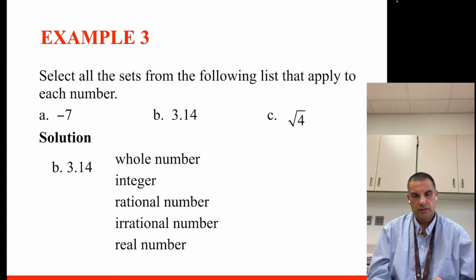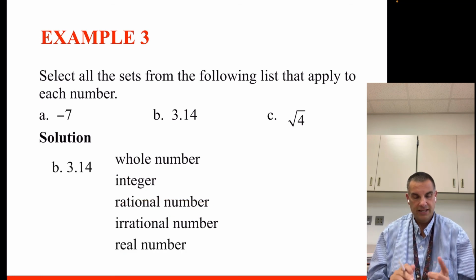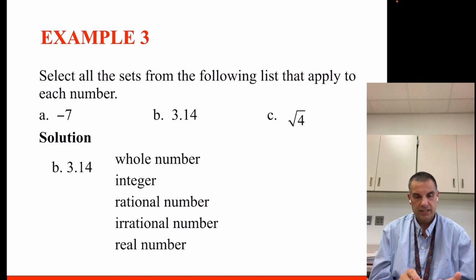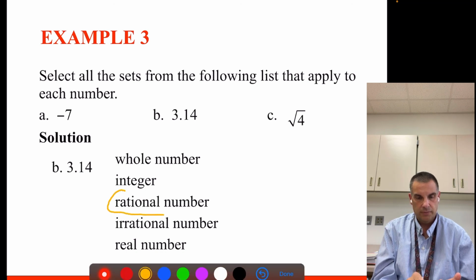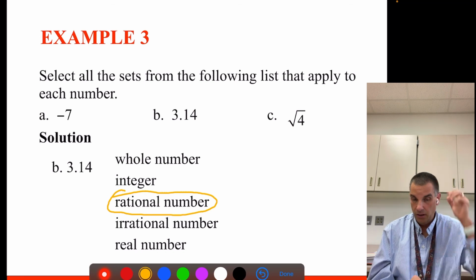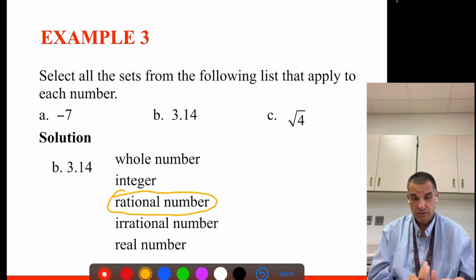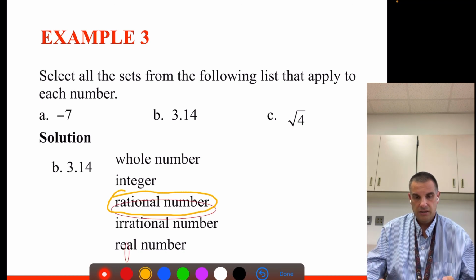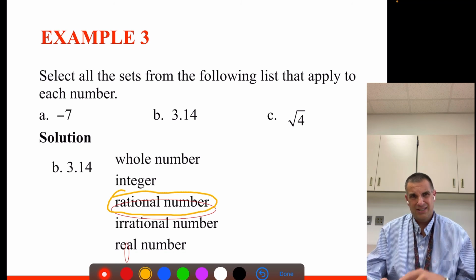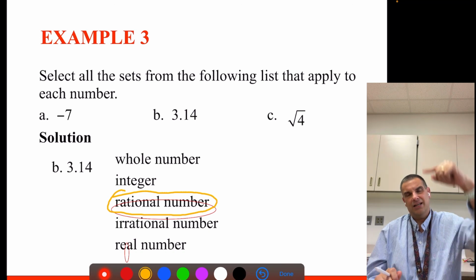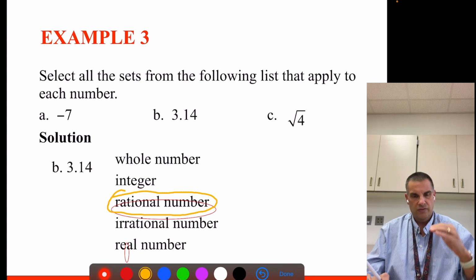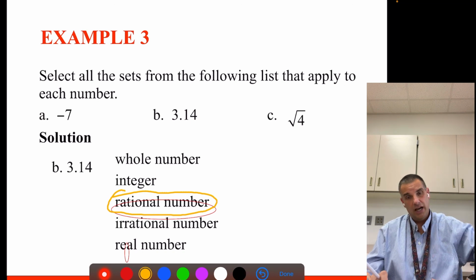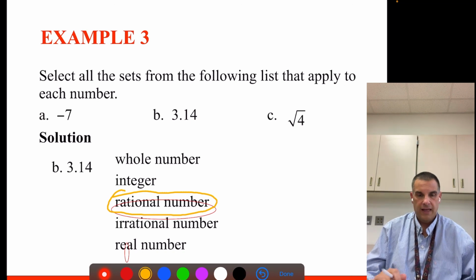For the second one, 3.14, it's a decimal. So a decimal makes it a rational number. The next set that it has to belong to, since it's rational, is real. Nothing else, just rational and real. So in a sense, you start where it's at on that last slide and you move yourself upward on that slide. You don't go down, you go upward.